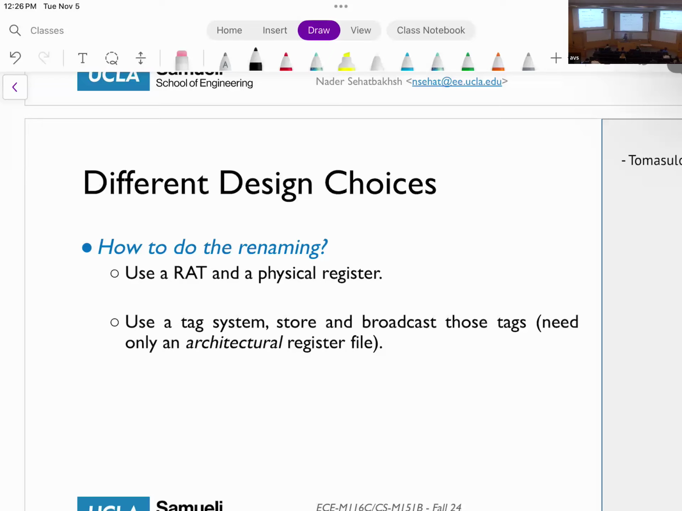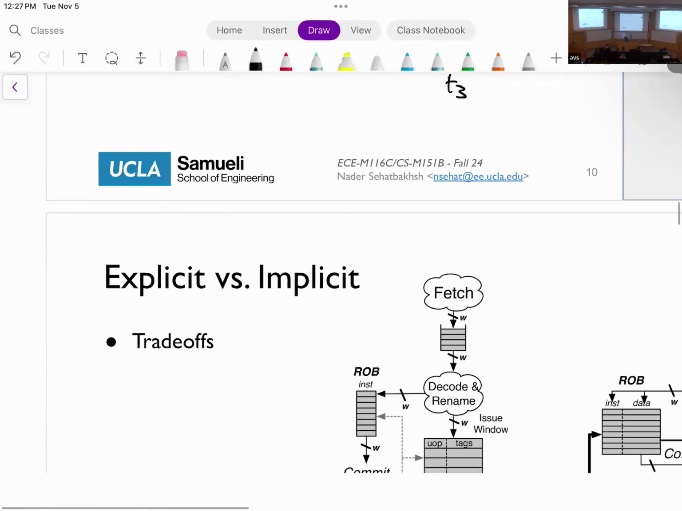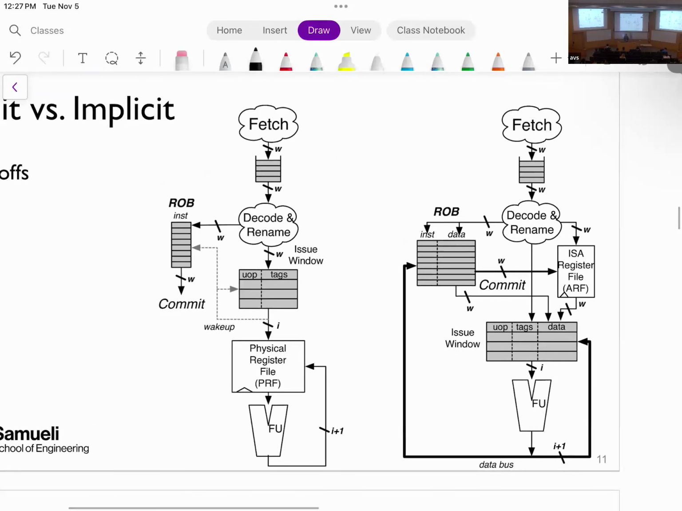But the alternative option to this is using some form of a tag system, where you still have your architectural register file, but for each architectural register, you issue a tag, okay? So instead of having P1, P2, P3, you can think about tag 1, tag 2, tag 3, and essentially you propagate these tags and propagate the values with each tag, okay? And then if you need to update, instead of propagating the numbers and writing them to the register file, you propagate these tags. Let me show you a picture. So this is the difference between the two options, okay? What we discussed in the class was this option on the left.